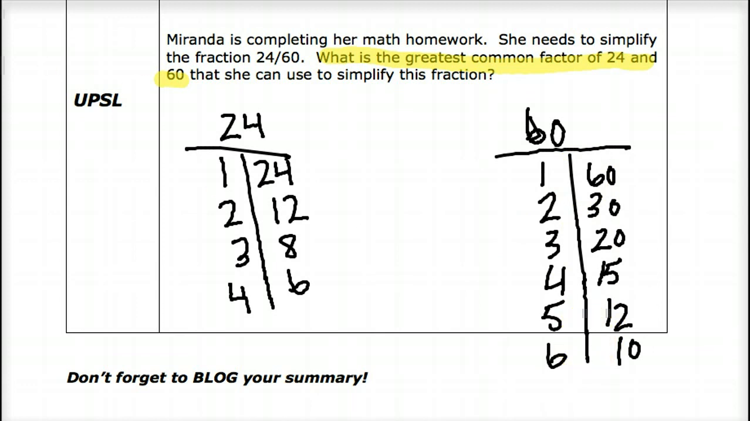So looking at those numbers, we see that they have 1s, 2s, 3s, 4s, 6s, and 12s in common. So of those numbers that they have in common, we see that the greatest is 12. So the greatest common factor that Miranda can use to simplify her fraction is going to be the number 12.